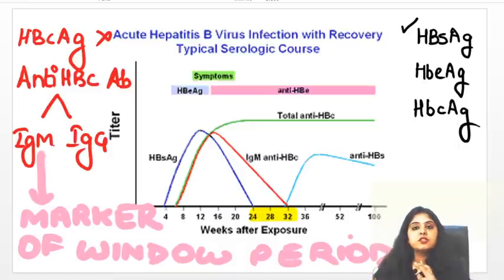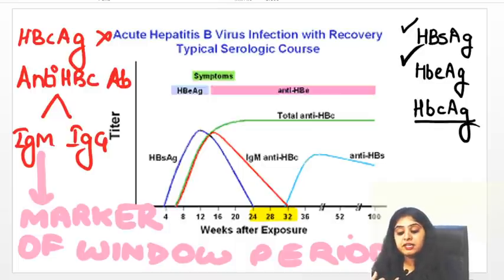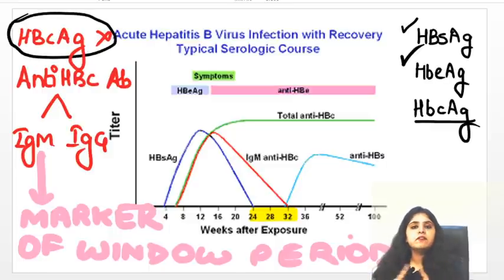So HBsAg you've studied, HBeAg you've studied. HBcAg is in the core. It does not come out in the blood, so you will never do testing of HBcAg. Golden rule, learn it, mug it up for a lifetime: HBcAg antigen testing in hepatitis B is not done. It's in the core. It will not come out in the blood.